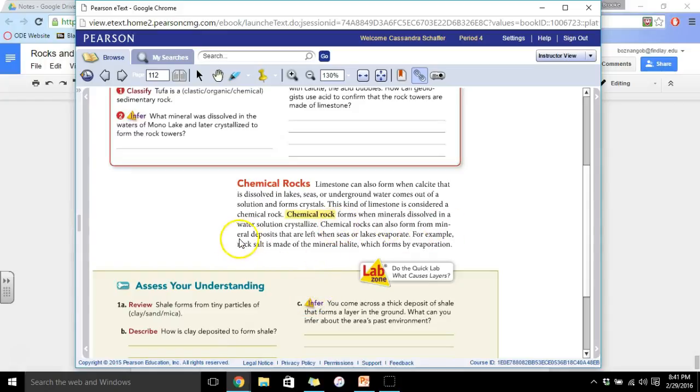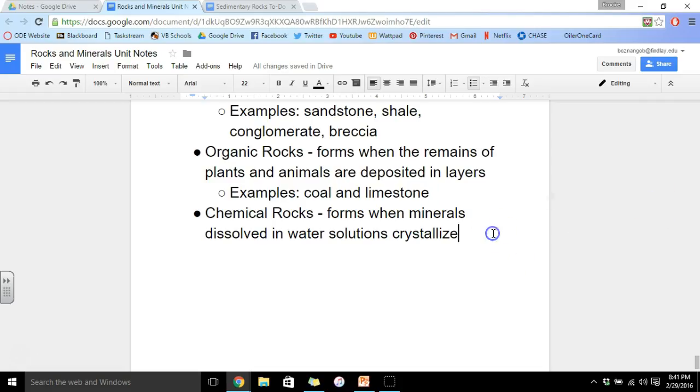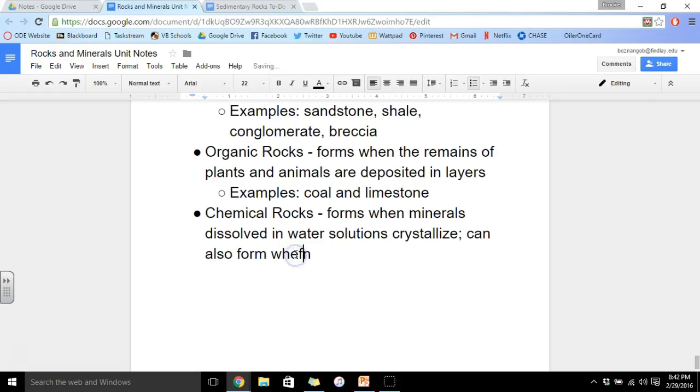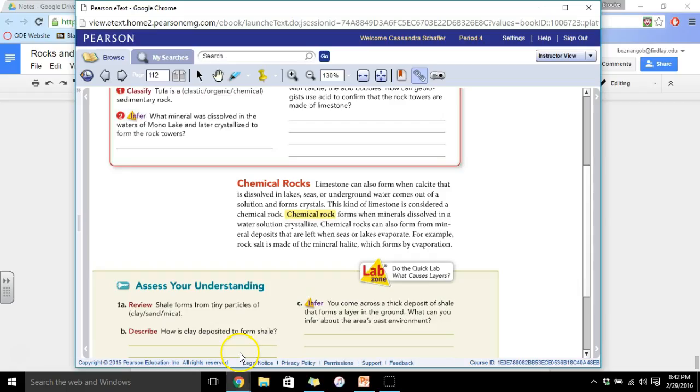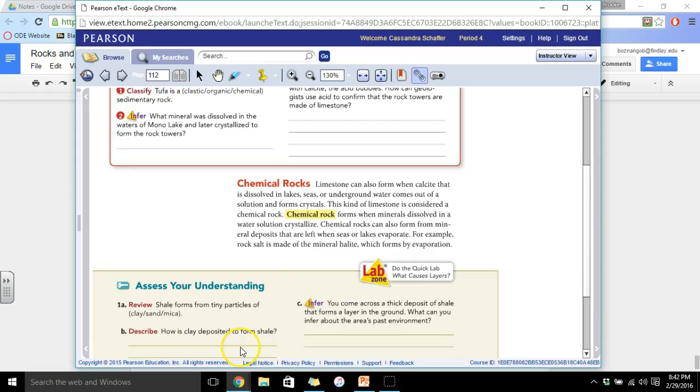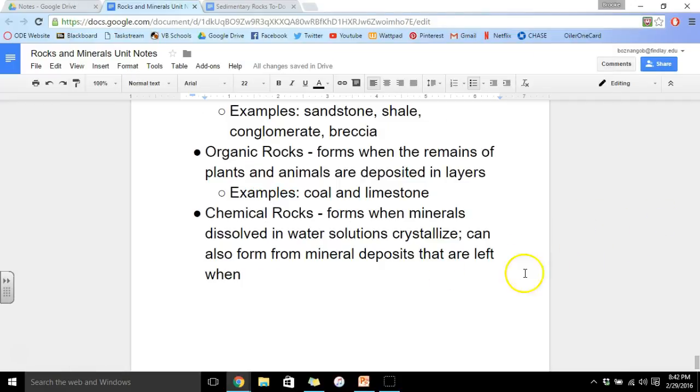Chemical rocks can also form from mineral deposits that are left when seas and oceans evaporate. So I'm going to add that too. Can also form from mineral deposits that are left when seas or lakes evaporate.